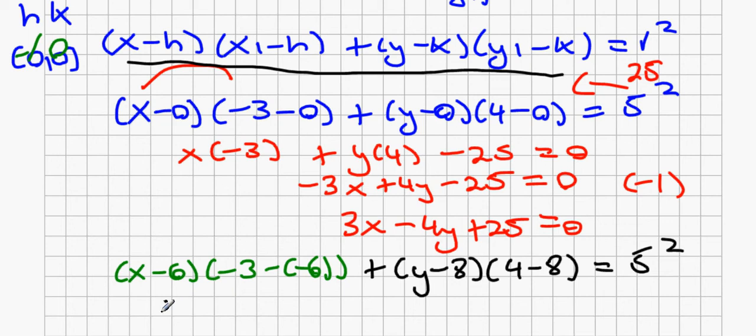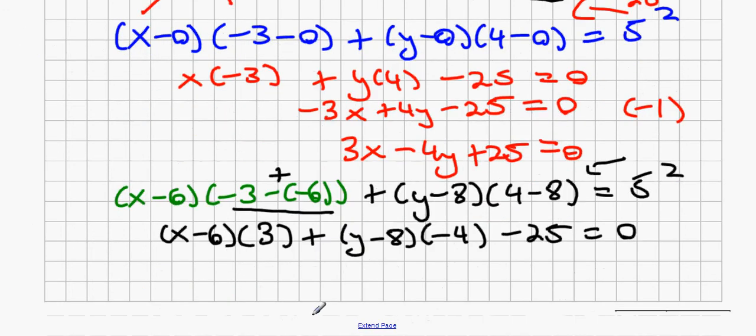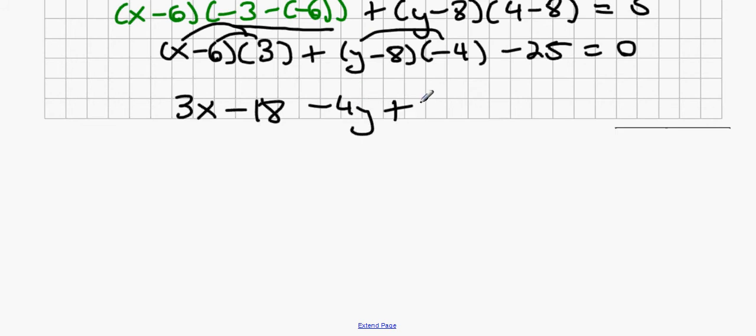So we would have had to tidy this up a little. So it would have been x minus 6 multiplied by minus 3. That's going to end up being plus 6. So, just put it into the calculator here, and you would have got minus 3 plus 6 gives you plus 3. And then you would have had y minus 8 equals minus 4 here. Then bring over this, and it'll be minus 25 equals 0. And then what we'd be left with is to multiply these out. So 3x minus 18 minus 4y plus 32 minus 25 equal to 0.